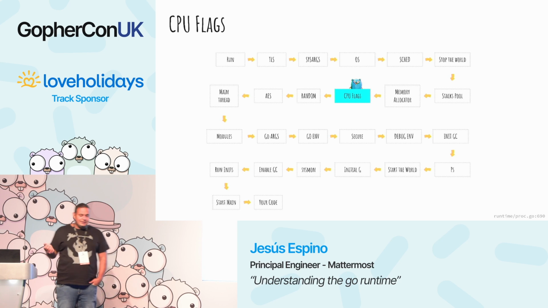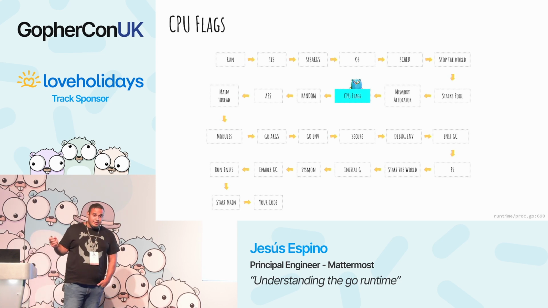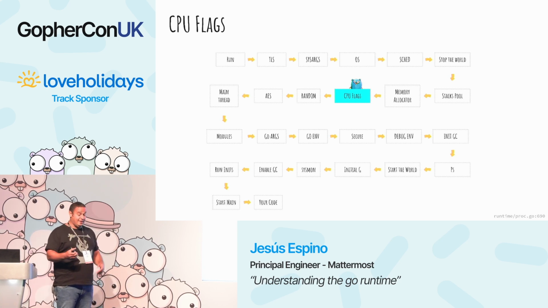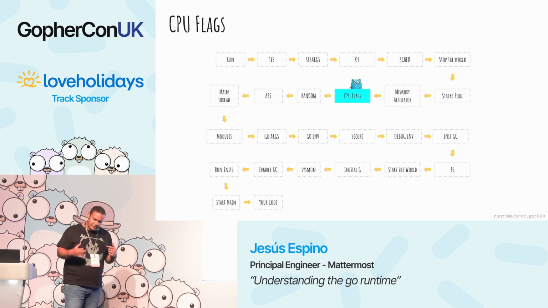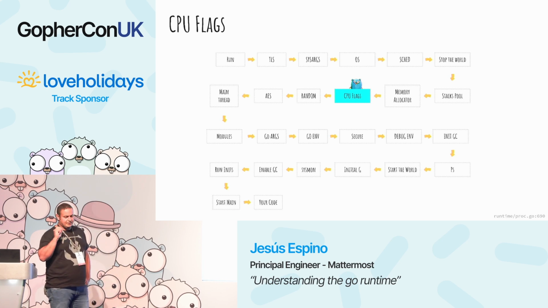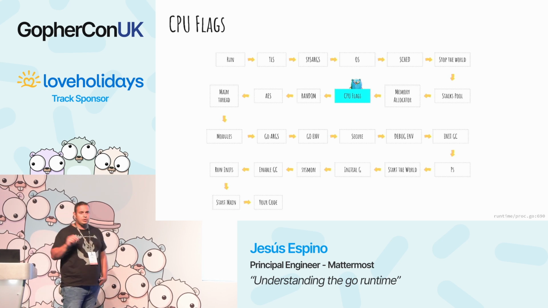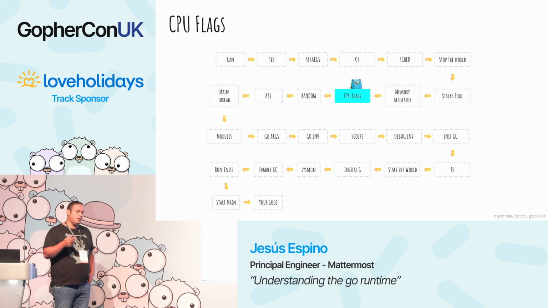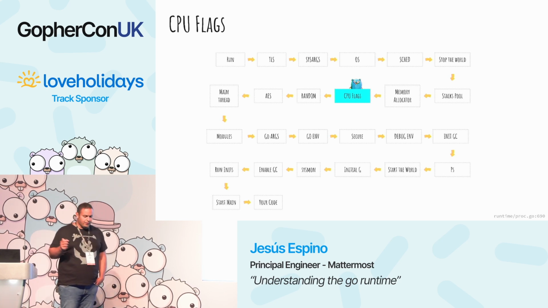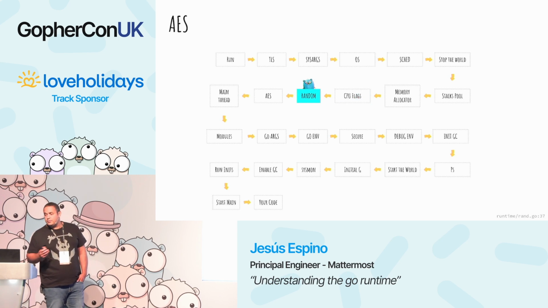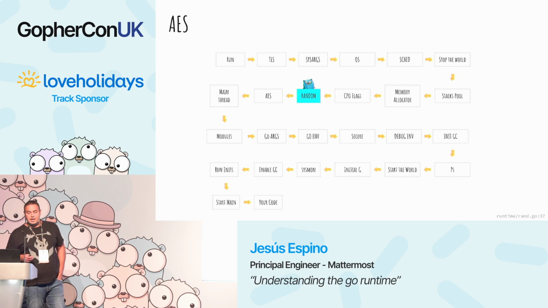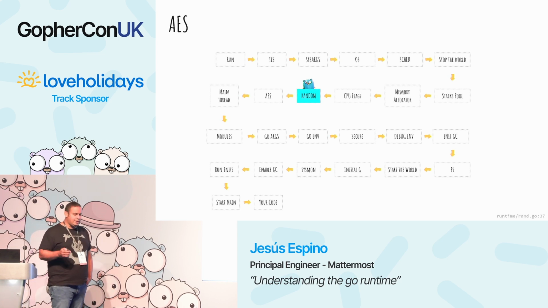So, CPU flags. What are the CPU flags? The CPU flags are detecting the features that are supported in your CPU, the instruction sets and all that stuff, and setting some variables in the runtime to let the rest of the runtime and the application know what is supported in this CPU. Then it's initializing the random numbers, which includes the initialization of the seed.